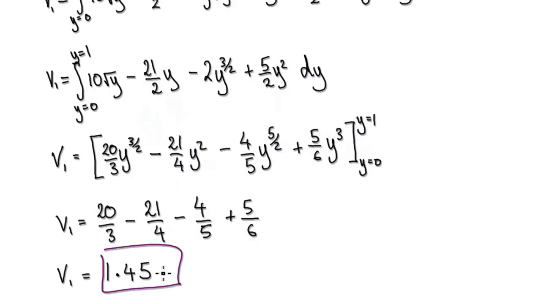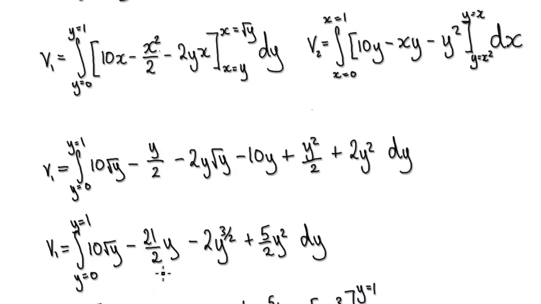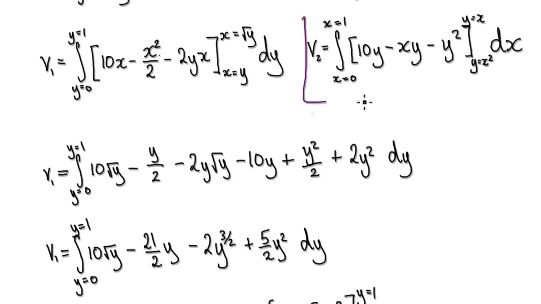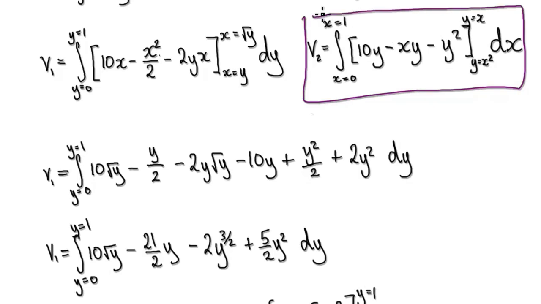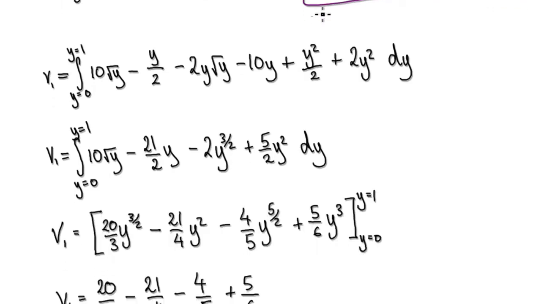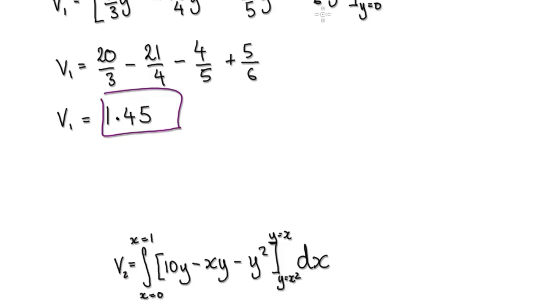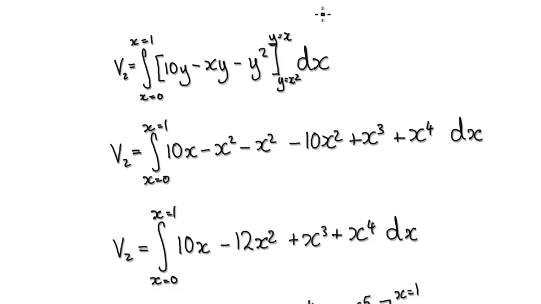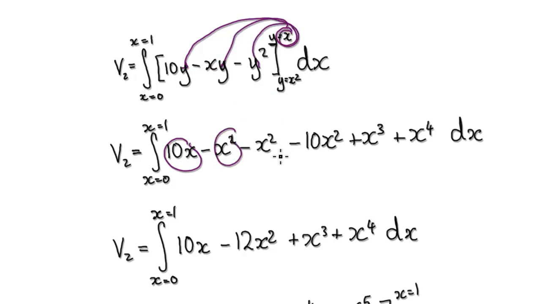So now let's go back to here. Let's evaluate v2. So currently v2 is this thing here. Now we need to evaluate it. So put x into here, that would be 10x. Put x into here, that would be x squared. Put x into here, that would be this.